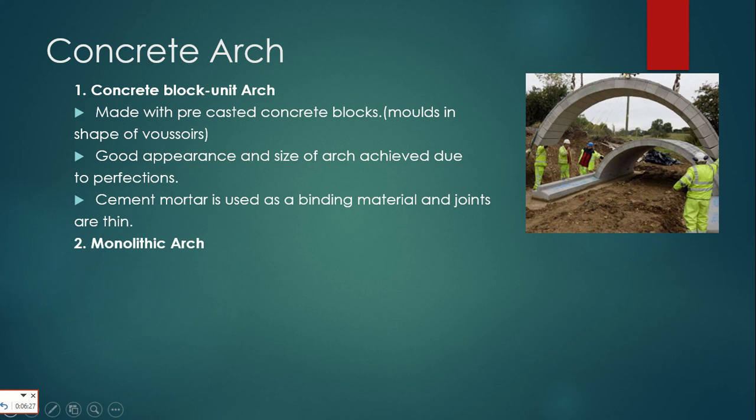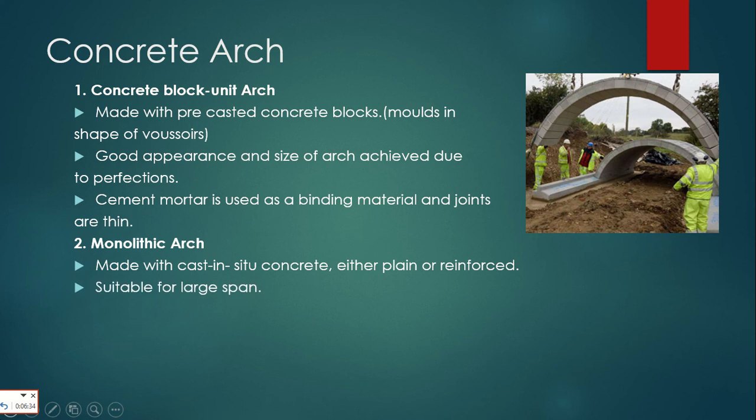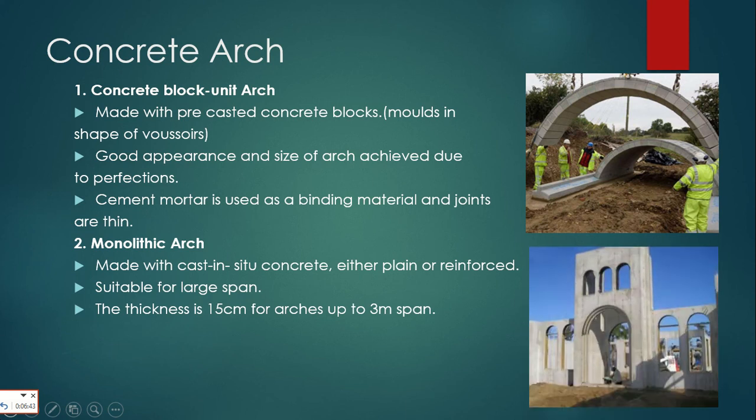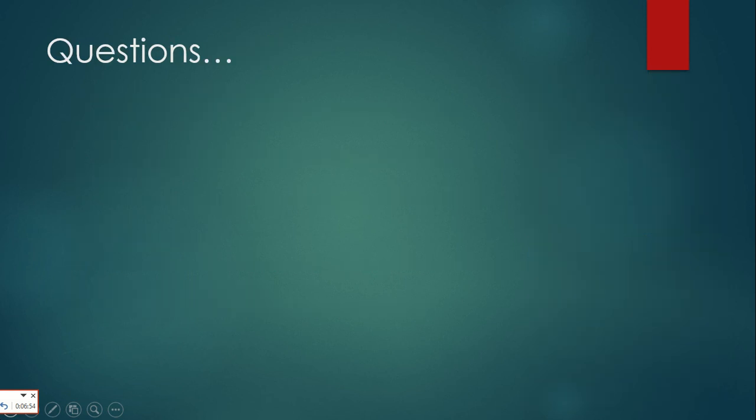Next is monolithic arch. It is made with cast in situ concrete, either plain or reinforced. It is suitable for large spans. The thickness is 15 centimeter for arches up to 3 meters of span. So here we can observe the concrete arch which is made with the help of monolithic construction. So that was the end of the discussion.